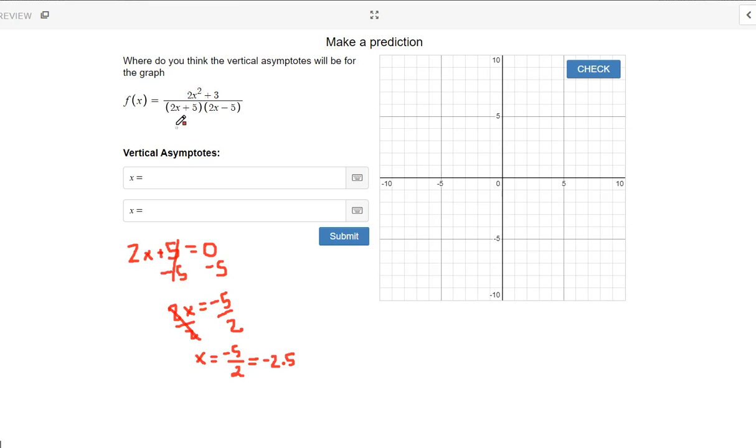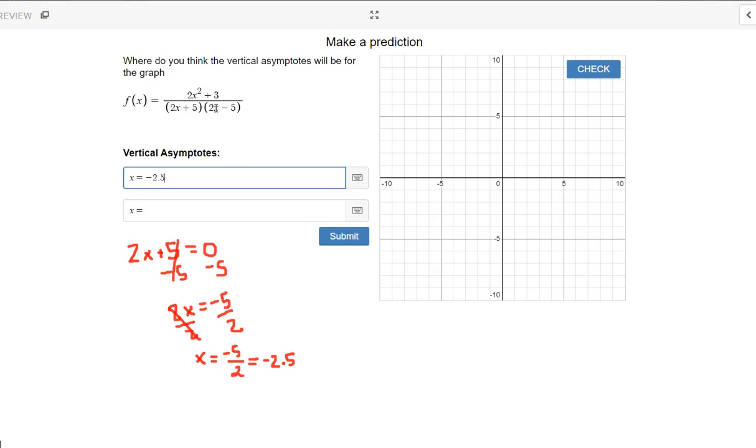Now you can check that by putting that back in for x. If you have 2 times negative 2.5 plus 5, so 2 times negative 2.5 is going to equal negative 5, and negative 5 plus 5 is 0. And so this will equal 0, and then it doesn't matter what the other factor equals, it's going to be multiplied by 0, so you'll end up with something divided by 0 here, and that is going to be undefined, so you're going to have a vertical asymptote there. So I know that I have one vertical asymptote at negative 2.5.